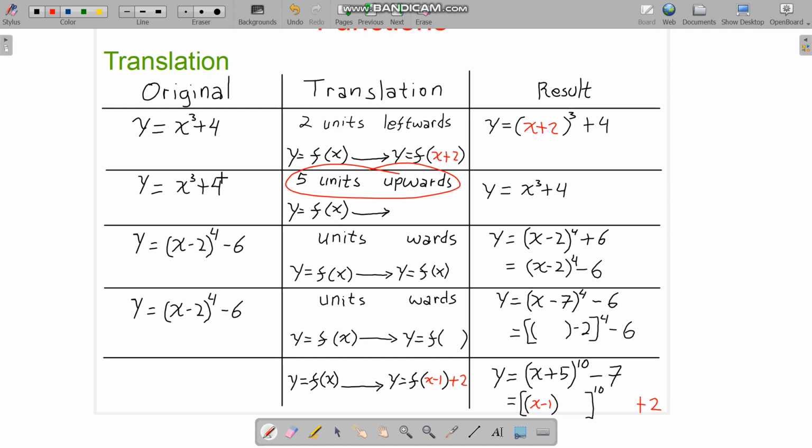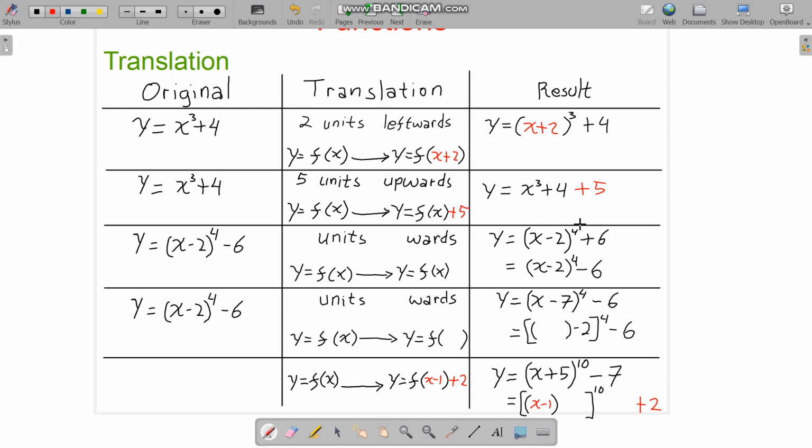Upwards means the transformation is y equals f of x, but you have 5. This is translation, so +5 on the outside of the parentheses. So just like the original x cubed plus 4, exactly the same, but we have an additional +5 on the outside.